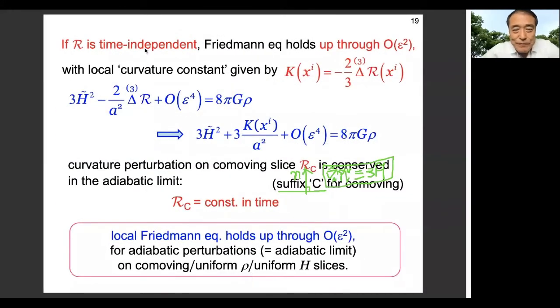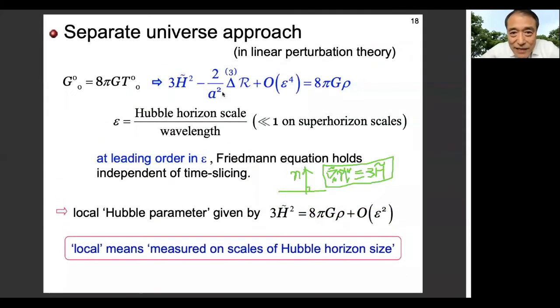Okay. So, as I said, if this curly R is independent of time, then even up to epsilon square, you have a Friedmann equation. In some sense, you have the exact Friedmann equation, including what do you call the spatial curvature term, right?